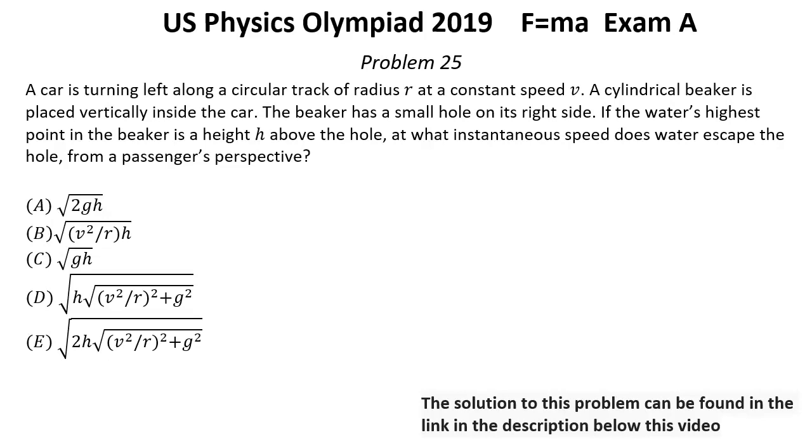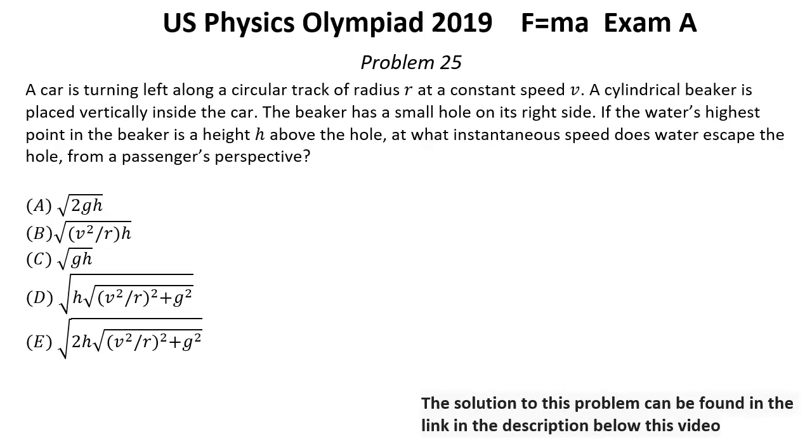Problem number 25. A car is turning left along a circular track of radius r at a constant speed v. A cylindrical beaker is placed vertically inside the car. The beaker has a small hole on its right side. If the water's highest point in the beaker is height h above the hole, at what instantaneous speed does the water escape the hole from a passenger's perspective?